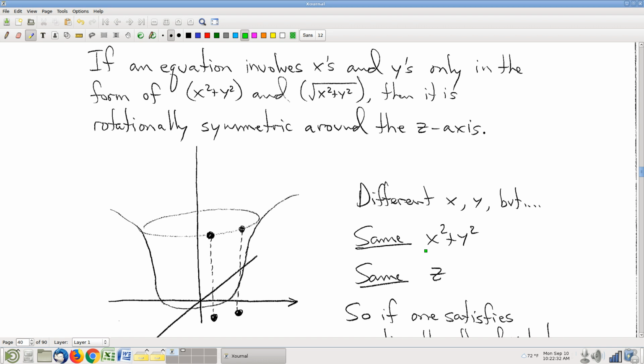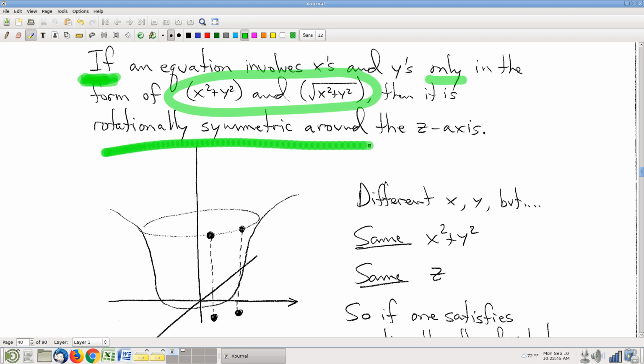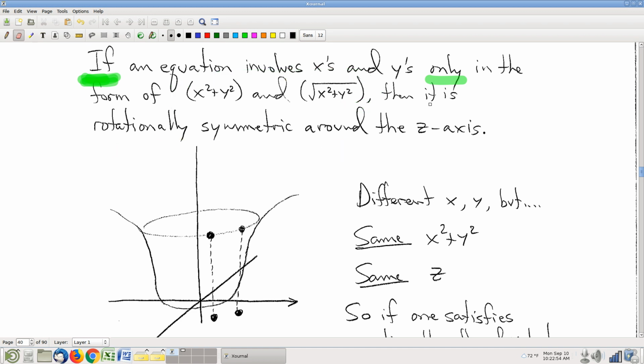If your equation involves x's and y's only in these forms, and I claim that that surface is rotationally symmetric around the z-axis, which is a huge amount of information to know, and I'll show you an example of how useful that is in a minute. But first, let's try to see why this is true.